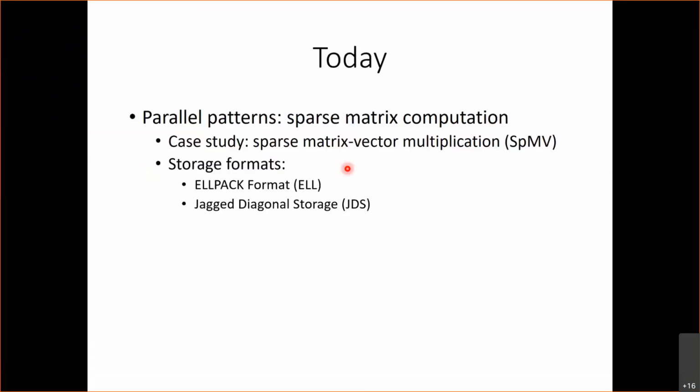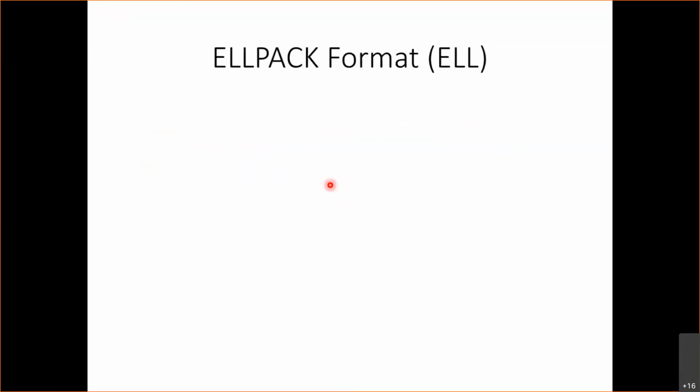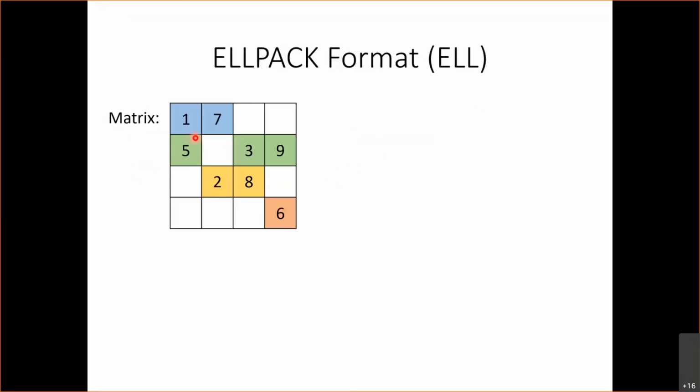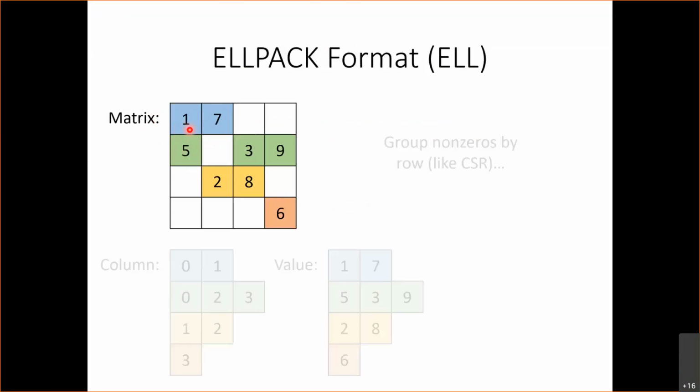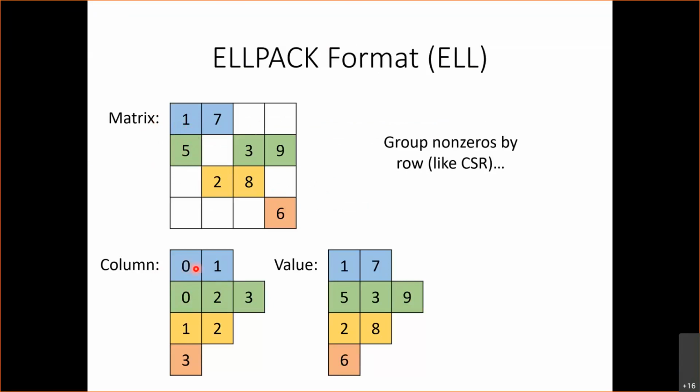So what we'll start with today is we'll start talking about the Ellpack format. So the Ellpack format is as follows. If I have a matrix, this matrix over here, what we are going to do is similar to CSR. We are going to group the non-zeros of each row together. Here we're going to have the column indices and the values of the non-zeros, and we're going to group them together like this. So we're going to have the non-zeros of the first row, followed by the non-zeros of the second row, followed by the third row, followed by the fourth row.